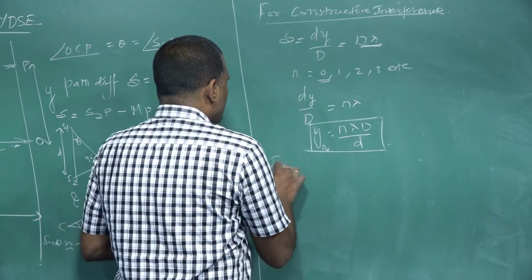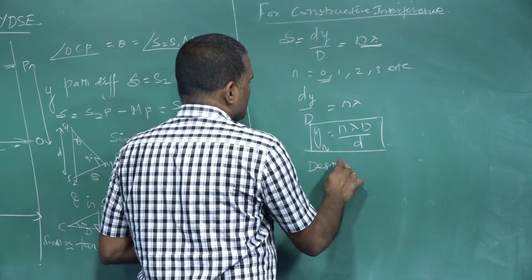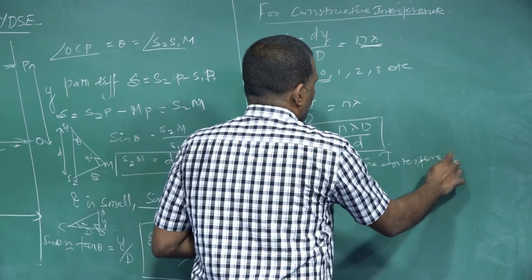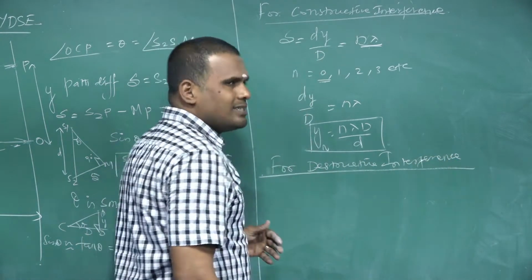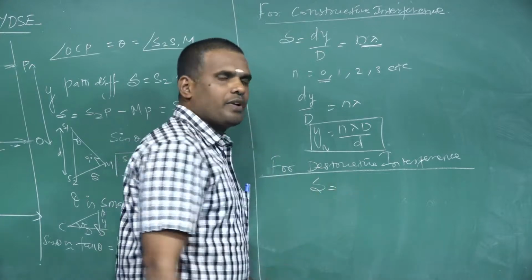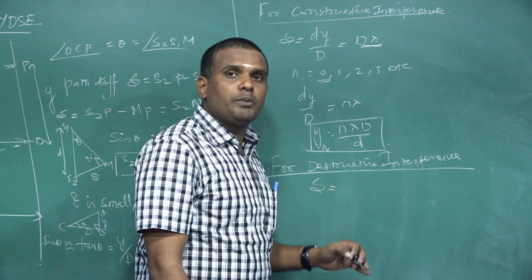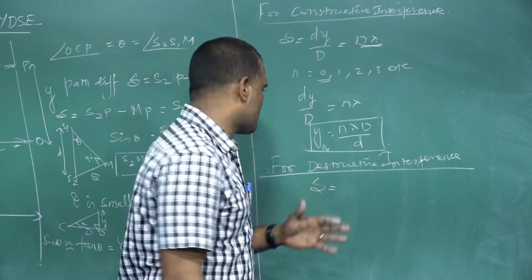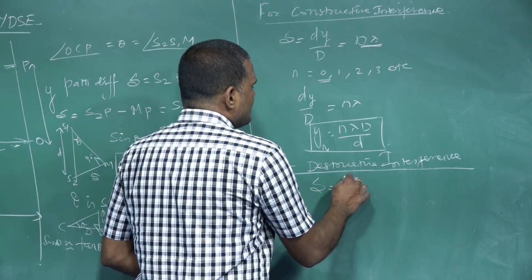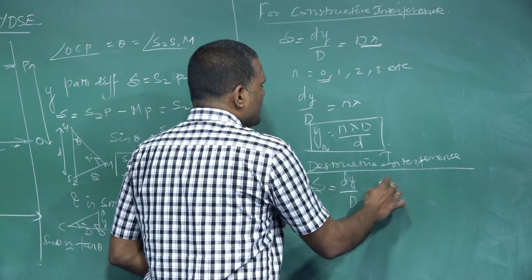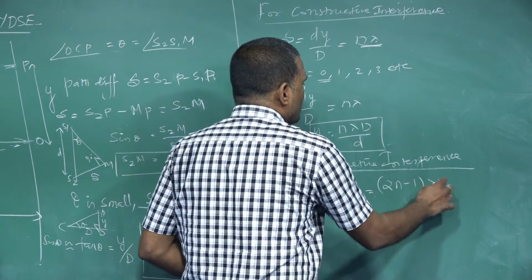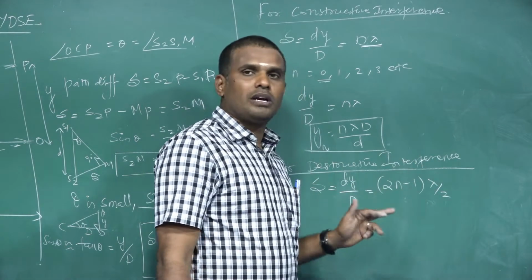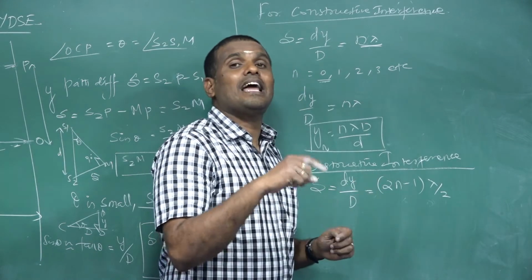Now, we can go for destructive interference. What is the condition for destructive interference, or the condition for the point P to appear dark? I can say delta equals the same d y divided by capital D. This must be equal to (2n minus 1) lambda by 2. What is the necessity of taking this (2n minus 1) lambda by 2? Why should I not take n lambda by 2?